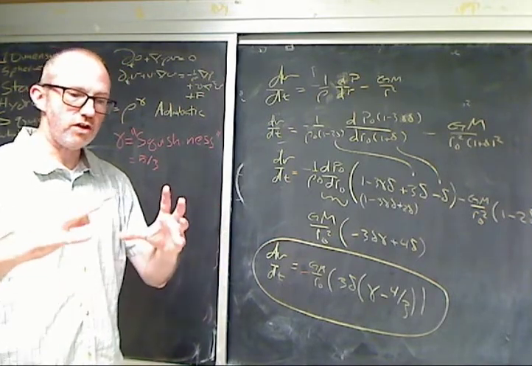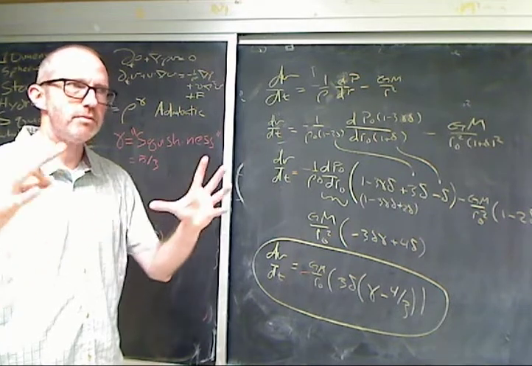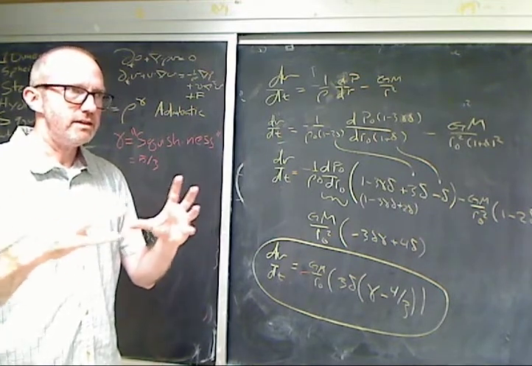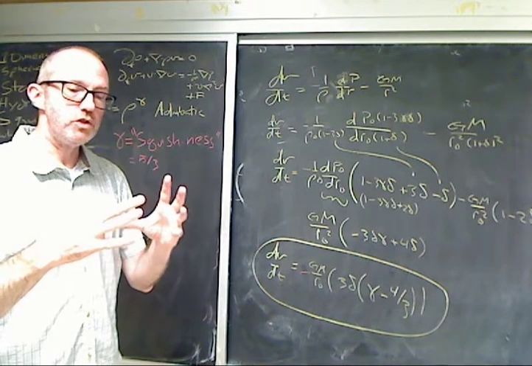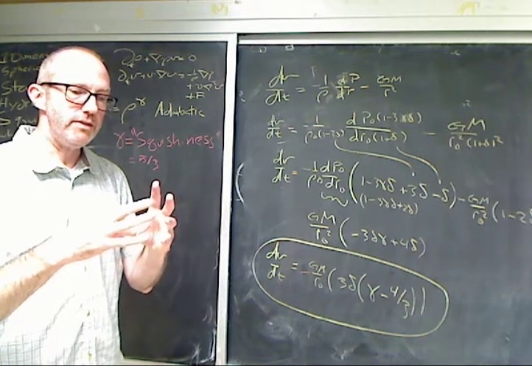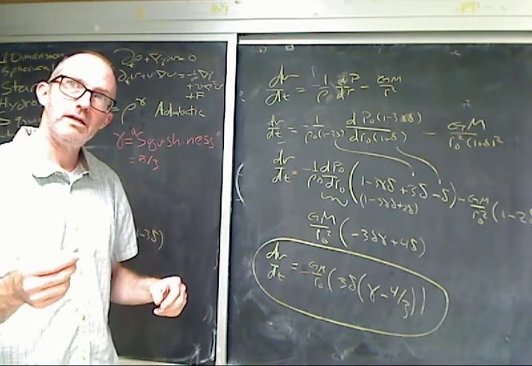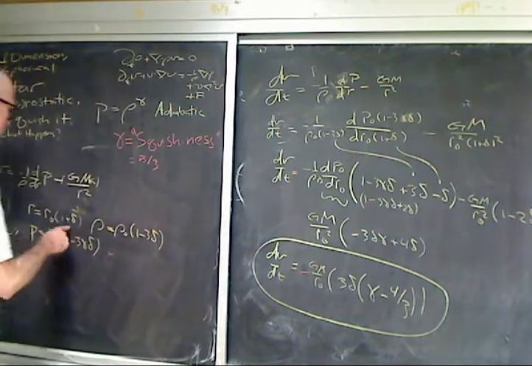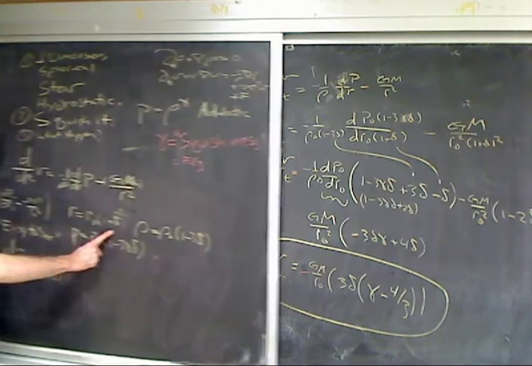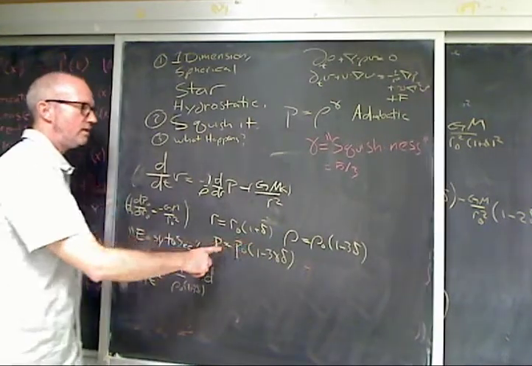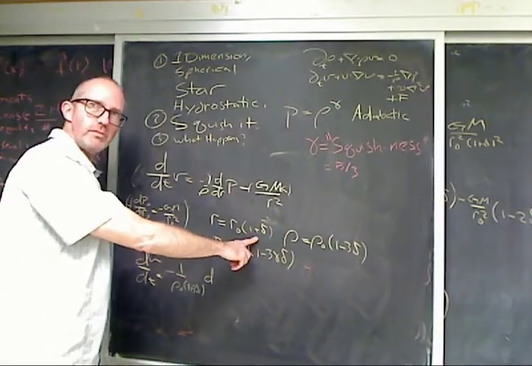So if I've got a star and I squeeze it just a little bit, it'll probably bounce back and oscillate. If it's too squishy and I squeeze it a little bit more, then the squish will just keep squishing and it'll just collapse. Yeah. So what is delta? Delta is this. Delta is how I parameterize my perturbation.